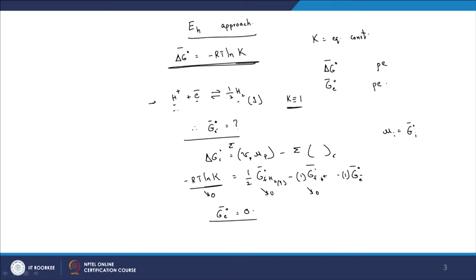So, again taking this further, similar to our mu i at non-standard conditions equal to mu i naught plus RT natural logarithm of the activity of that particular compound. This is another equation that we analyzed when we looked at trying to calculate the chemical potential of the system at non-standard conditions, when the activity was no more equal to 1. So, that is the case that we have here.